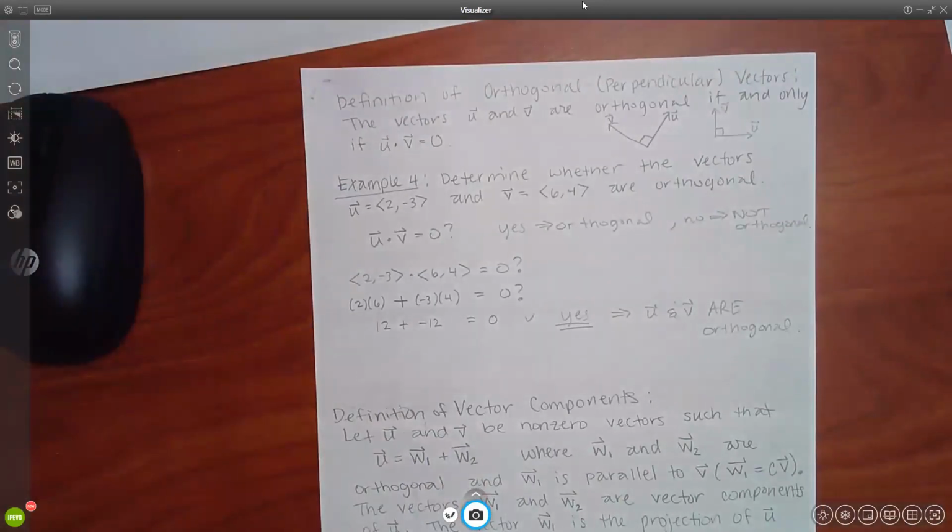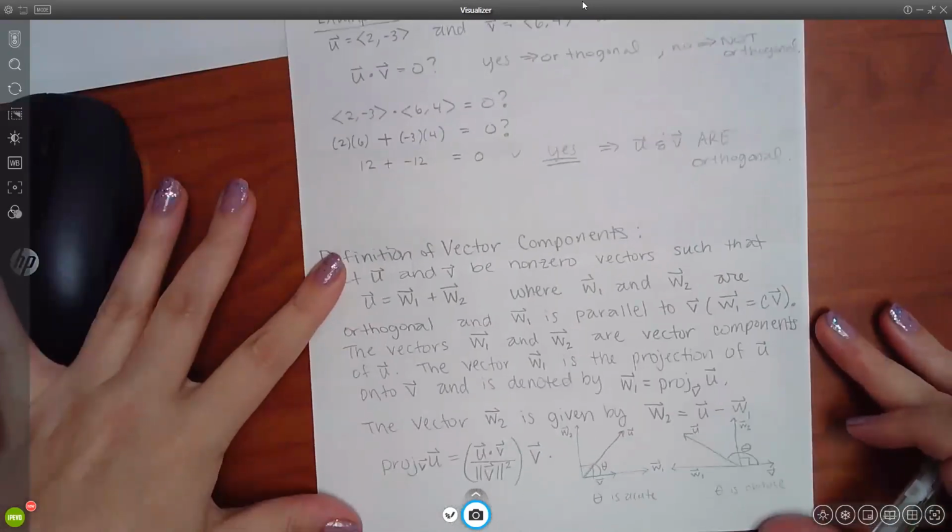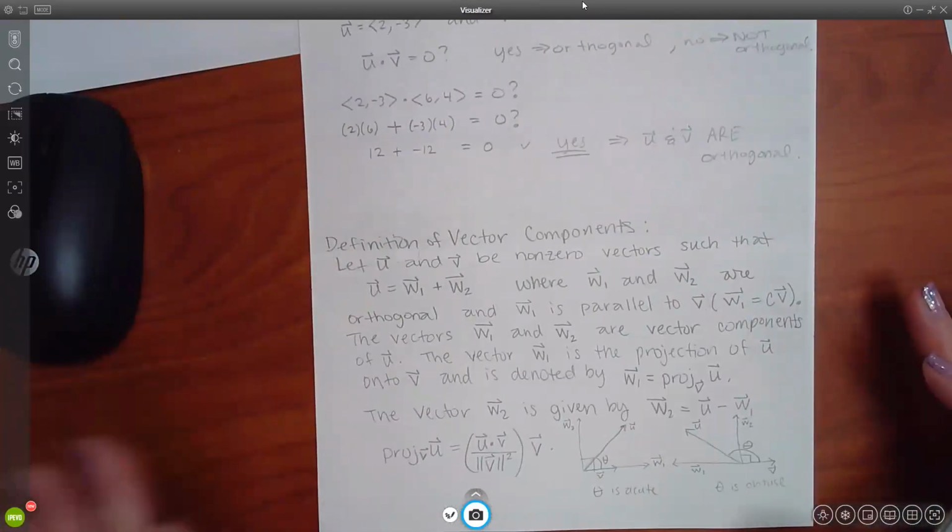Had gotten anything else other than 0, then the answer is no. Okay, no, they're not orthogonal. You have to get 0 in order for them to have that 90-degree angle. Now, again, this might seem like a bunch of nonsense, but it literally is busy work for us right now.